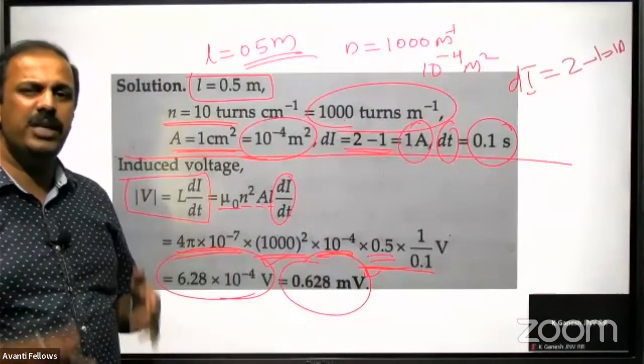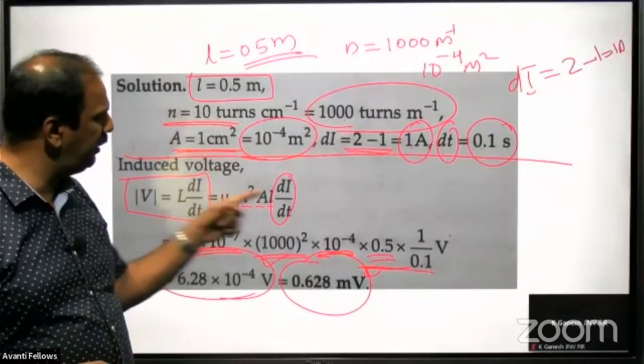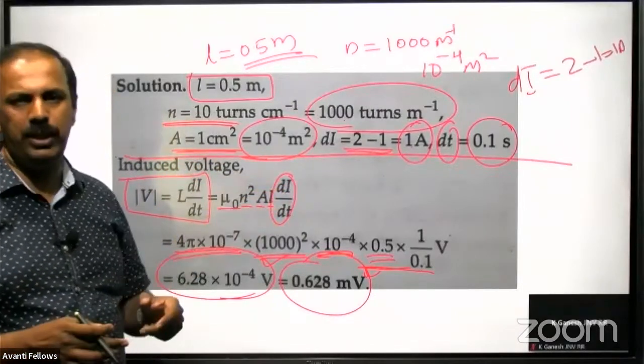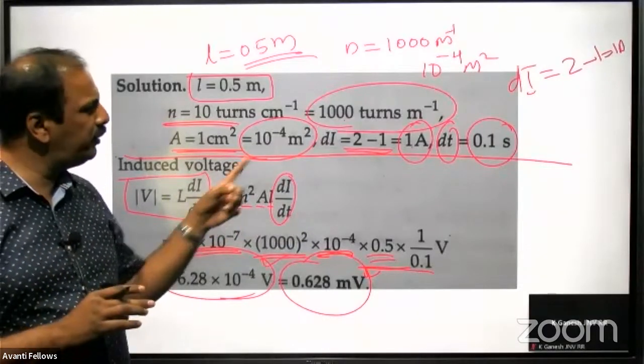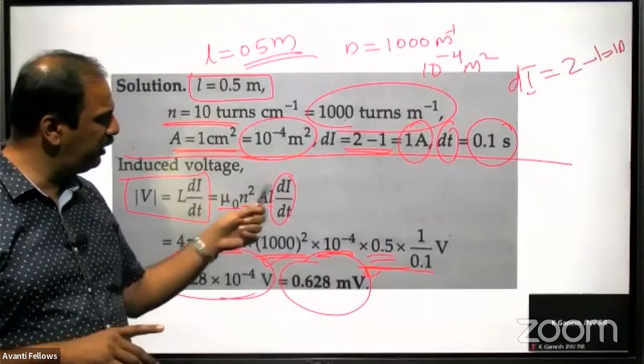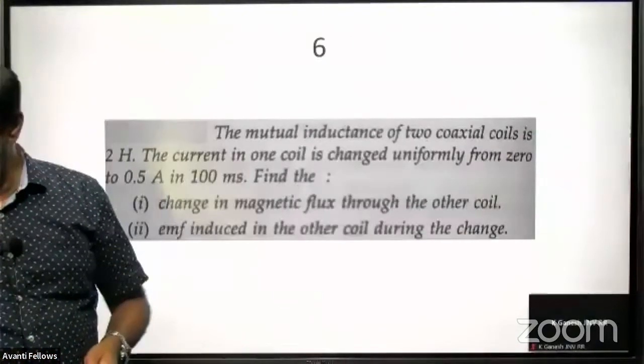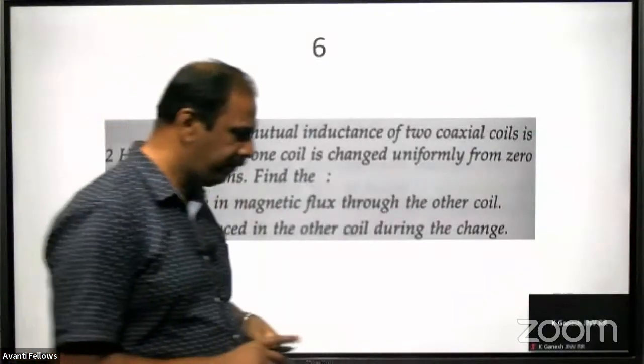In most of the questions in EMI, this thing only is coming. This di by dt you have to substitute. That only, when the next question comes also you will see, or when you practice you will get most of the questions. Main thing will be this one only. This di by dt you have to do. Now we'll go for another question.